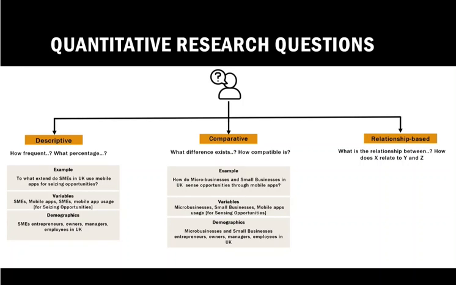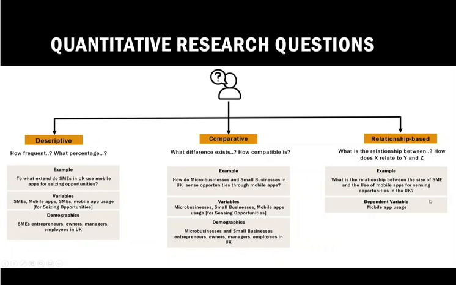So here you are talking about influence, you are talking about impact. So what's the relationship between A, how does X relate to Y and Z in certain situations? So an example could be, what is the relationship between the size of SME and the use of mobile app for sensing opportunities? So the idea is, does size play any role in the way small businesses sense opportunities with mobile app in UK?